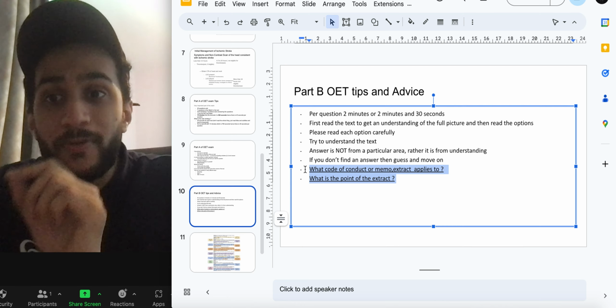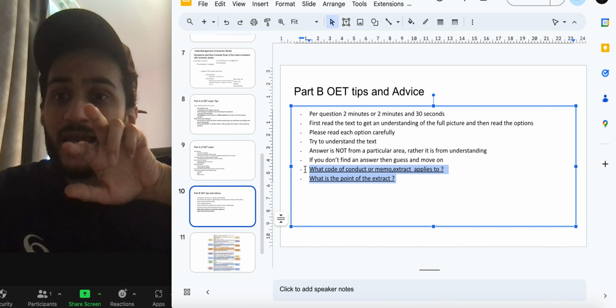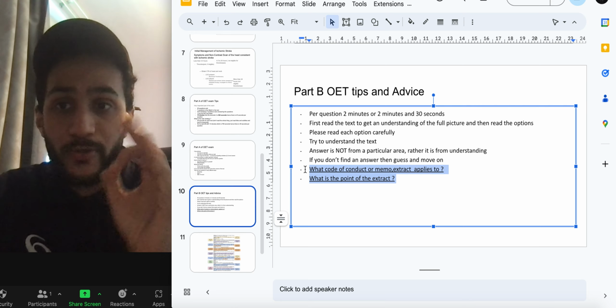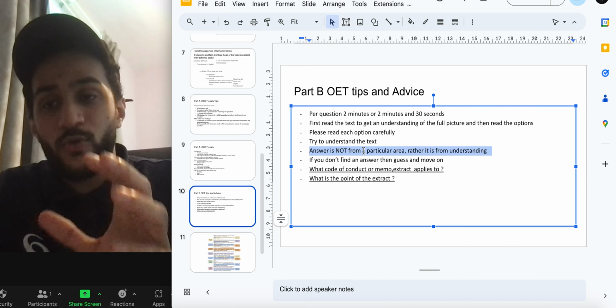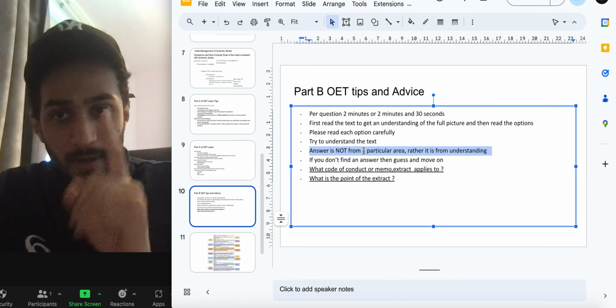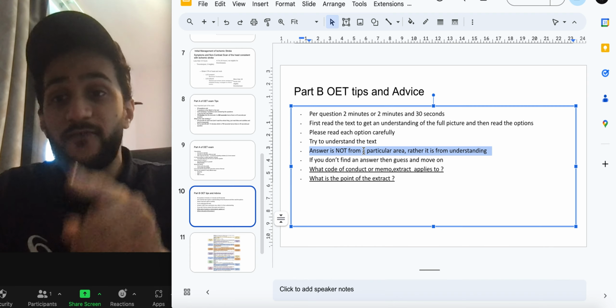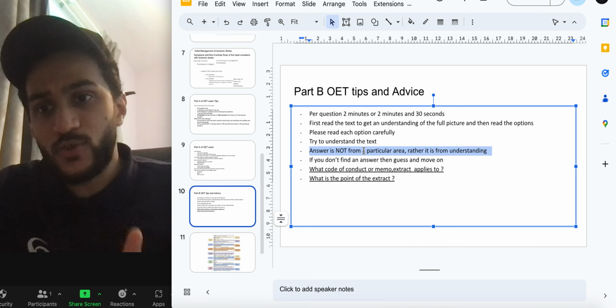Read each option carefully. Because sometimes they'll write something, but they write it in a small way or a flip way or some way like that. So you want to read every option carefully. And you can answer from a particular area, sometimes that's right, but try to answer from your understanding. What is your understanding of this text? So try to answer in that form.